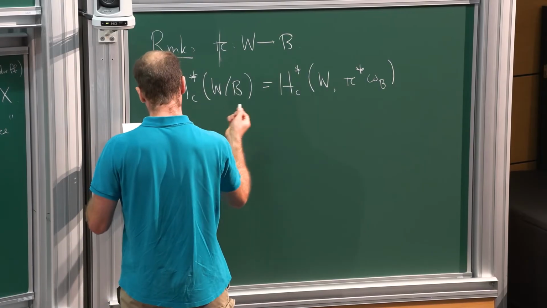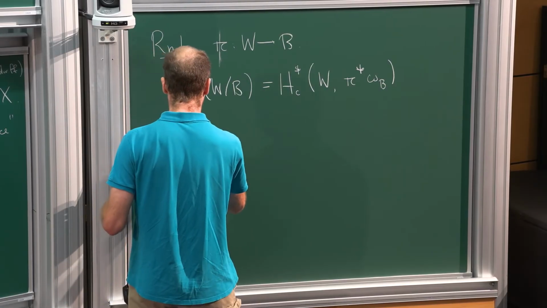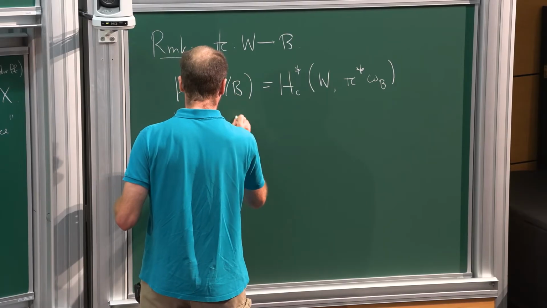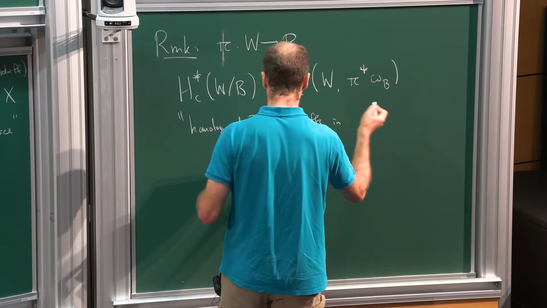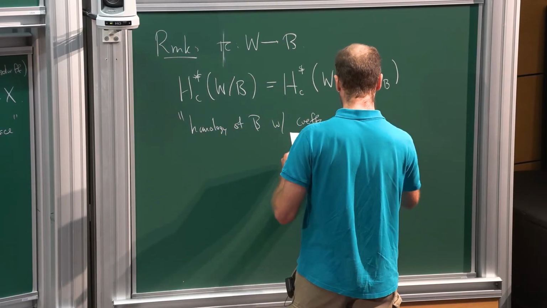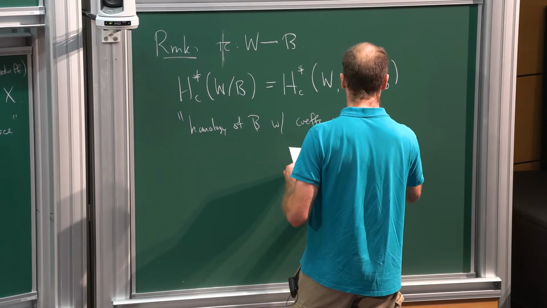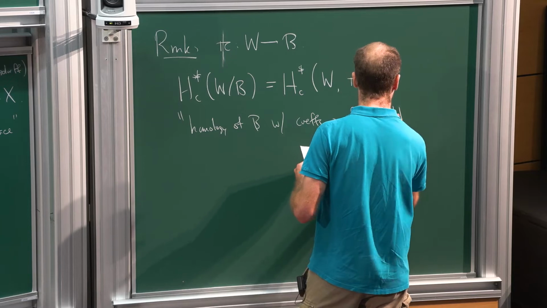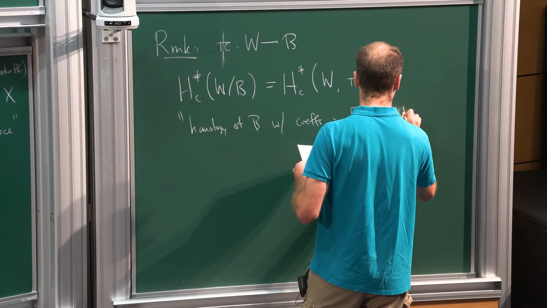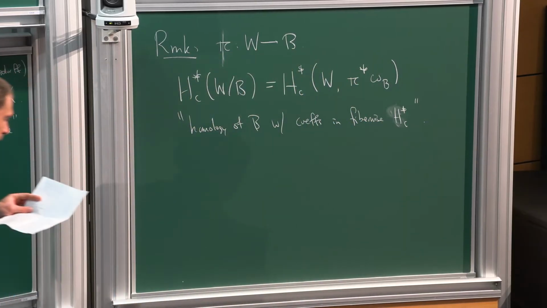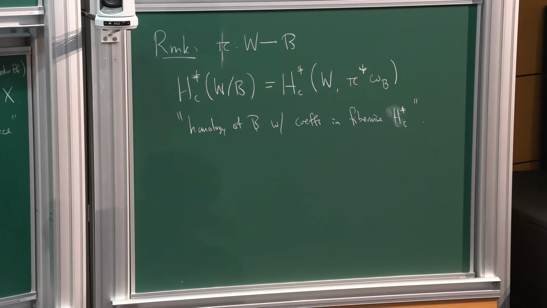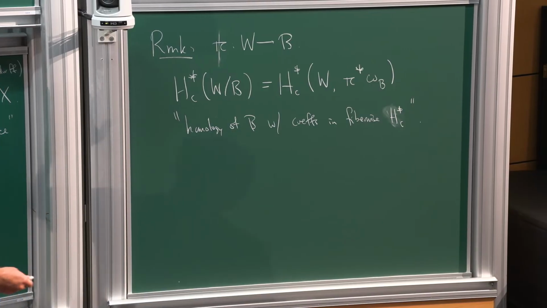And concretely what it is, it's homology of B with coefficients in the fiber-wise compactly supported cohomology. Sort of a mixed group: compactly supported cohomology in the fibers, but homology in the base direction.